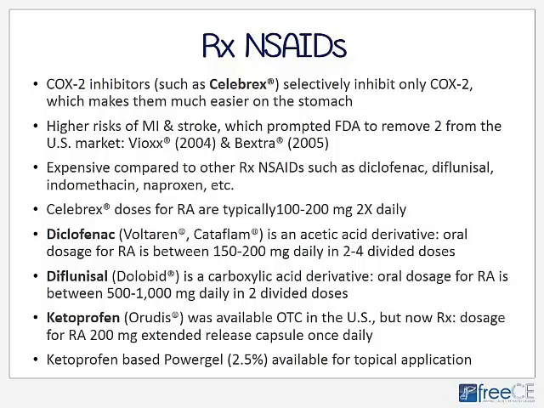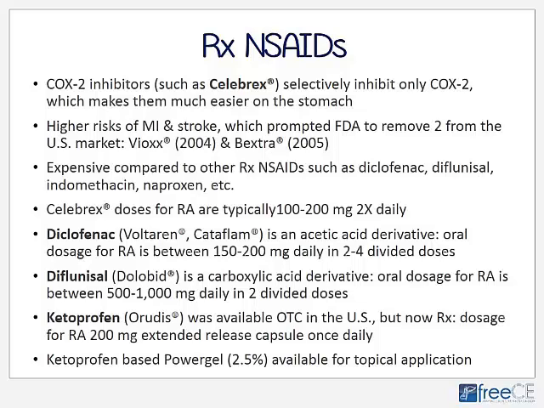Celebrex doses for RA are between 100 and 200 milligrams twice daily. Other prescription NSAIDs include diclofenac, brand names Voltaren, Cataflam, and these are acetic acid derivatives. Dosages between 150 and 200 milligrams daily, typically in 2 to 4 divided doses. Diflunisal, brand name Dolobid, is a carboxylic acid derivative. Dosages are a little higher, between 500 to 1,000, divided into typically 2 different doses.